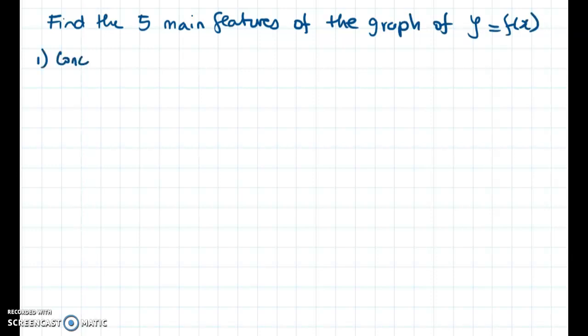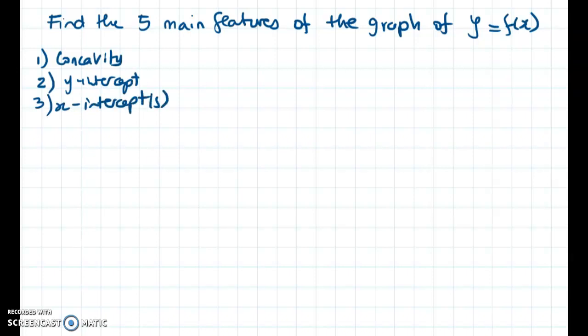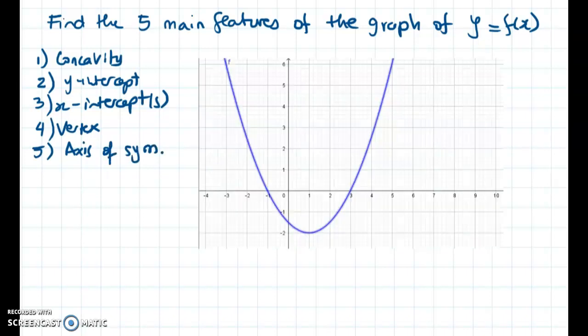The features are the concavity, the y-intercept, the x-intercept. Remember, there could be 2. The vertex and the axis of symmetry. So I have now just a blue function, so it's not so confusing. So first of all, we want to say whether the concavity is positive or negative, and we say it's a happy parabola, so the concavity is positive.